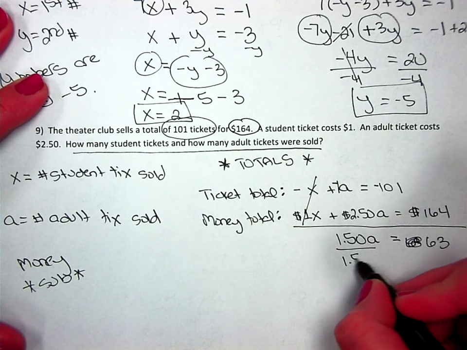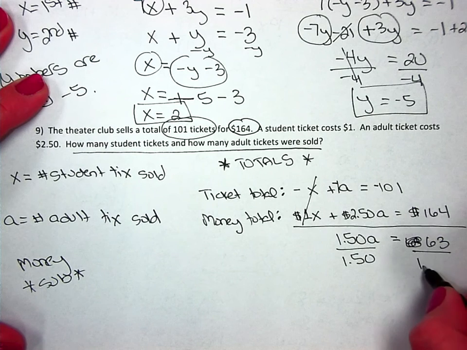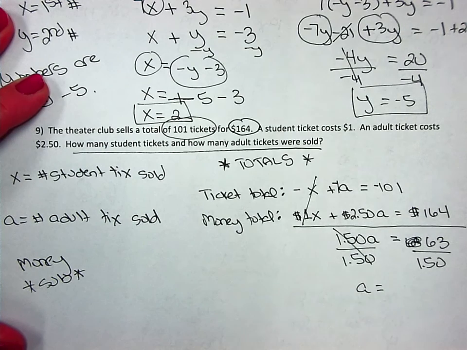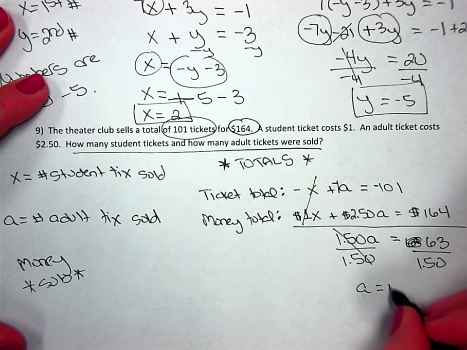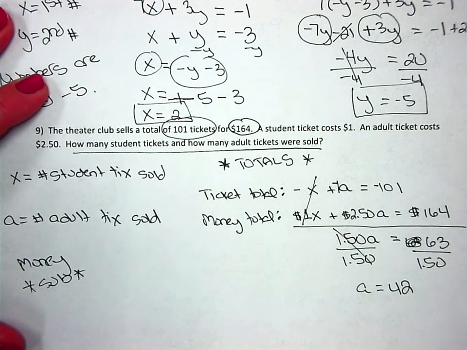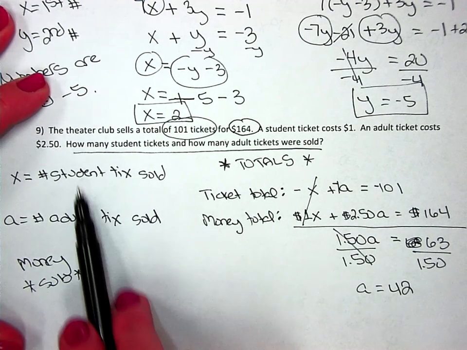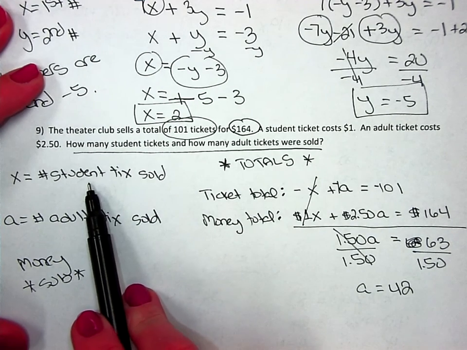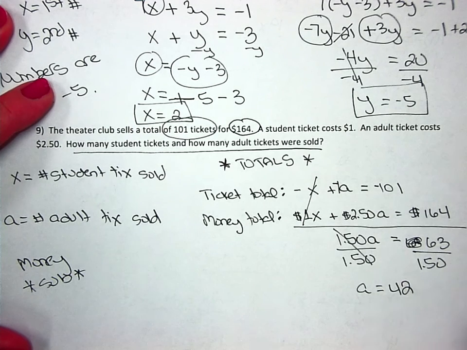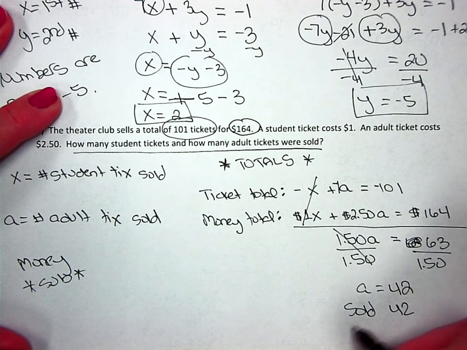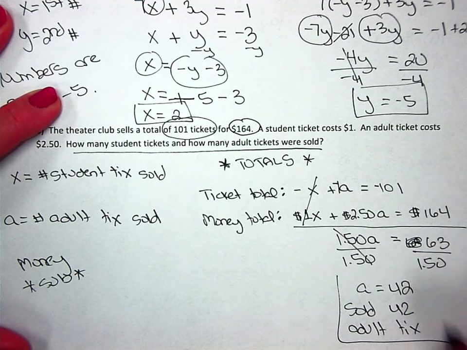I'm going to have to divide both sides by 1.5 to get a by itself, and my calculator said that was 42. So labeling them is super helpful because some people aren't going to know if that's $42 or 42 tickets. So we sold 42 adult tickets.